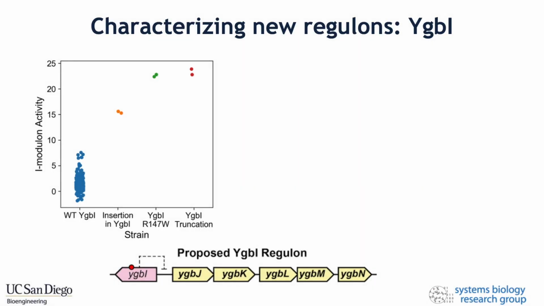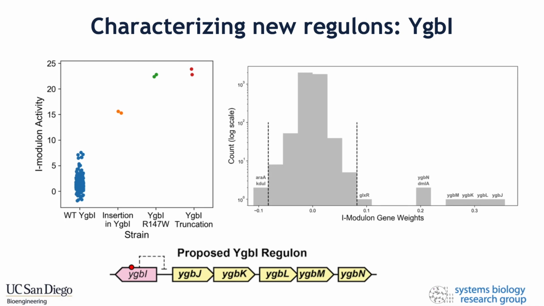We can also use iModulons to characterize new regulons. We found one iModulon with high activities only in strains with mutations in YGBI. When we looked at the genes in the iModulon, we saw that all of the genes were actually divergently transcribed from YGBI itself. YGBI is a putative transcription factor, but no information was known about it.